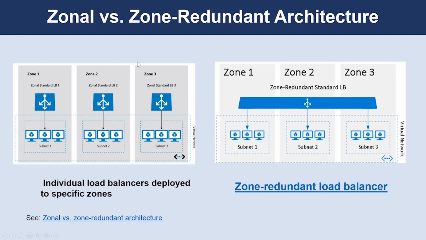Zonal architecture applies to a specific resource, typically an infrastructure as a service resource like a VM or a managed disk, as shown in this example. In this example, each VM and a load balancer are deployed to a specific zone. With zone redundant services, the distribution of the workload is a feature of the service and is handled by Azure. So Azure automatically replicates the resources across zones without requiring your intervention. ZRS, for example, replicates the data across three zones, so a zone failure doesn't impact the high availability of the data. This is an example illustration of a zone redundant load balancer.